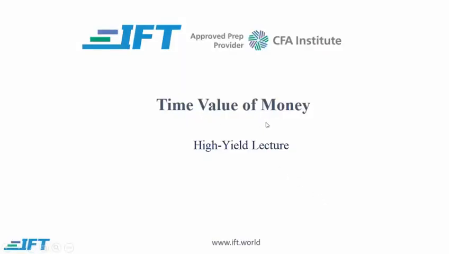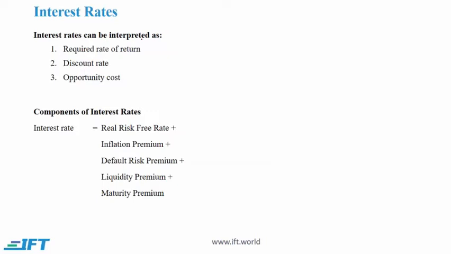Time value of money. Interest rates can be interpreted as a required rate of return, a discount rate, or an opportunity cost. Let's say you invest $100 today and you require $110 at the end of 1 year. In this case, the return that you are requiring is 10%, and that is one interpretation of interest rates.